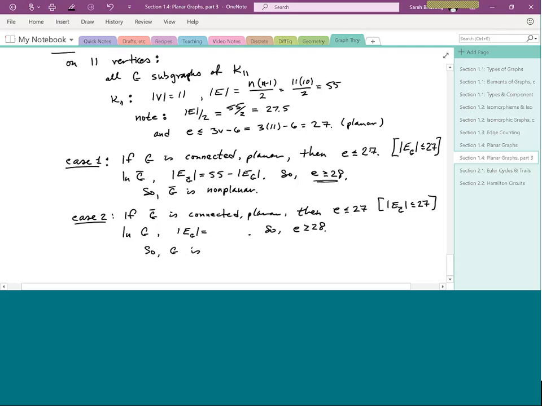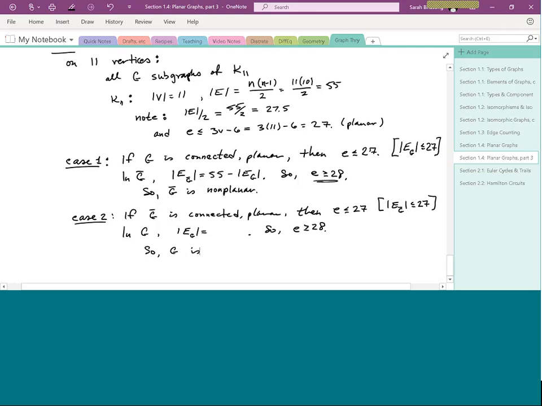If you complement a graph twice, any guesses what happens? That's another way to think about that. Yeah, you go back to the original graph. So if you started with a graph and then you complement it, and complement it again, you'll go back to that original graph. So notice case 2 is really identical to case 1.